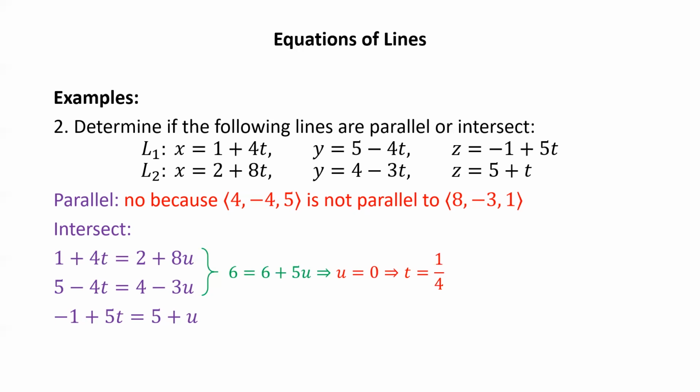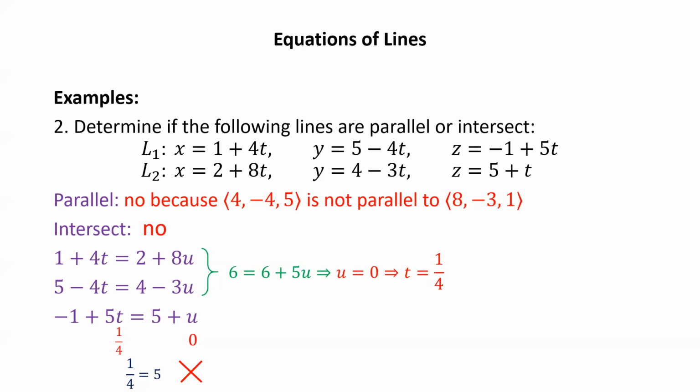Now we need to check if this u and t value work in the third equation. So we're going to replace t by 1/4 and u by 0 in the third equation. On the left, we get 5/4 minus 4/4, which is 1/4. And on the right, we get 5 plus 0, which is 5. They're not equal. That means the lines do not intersect.